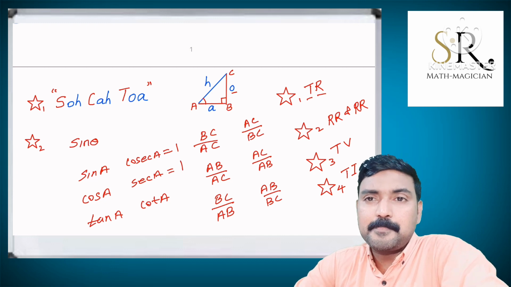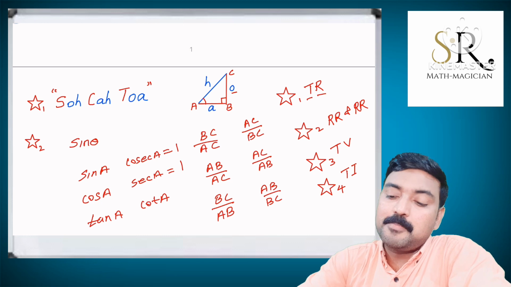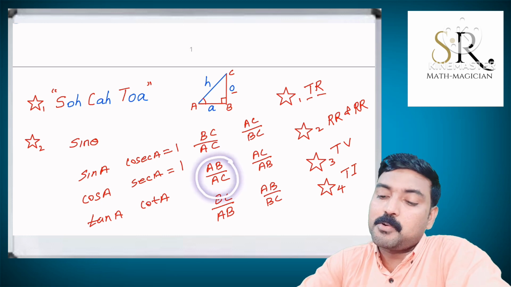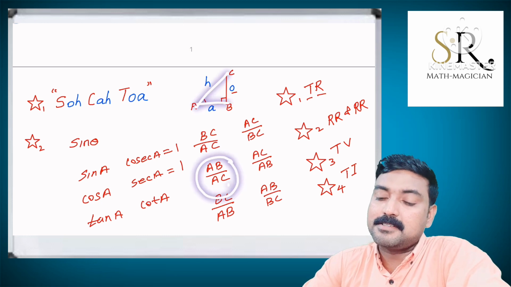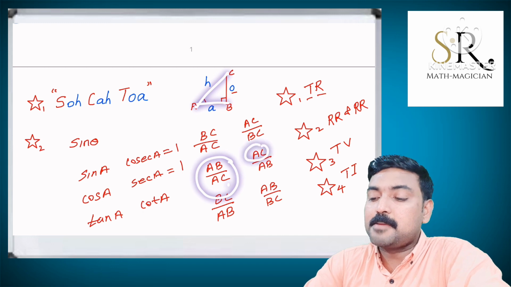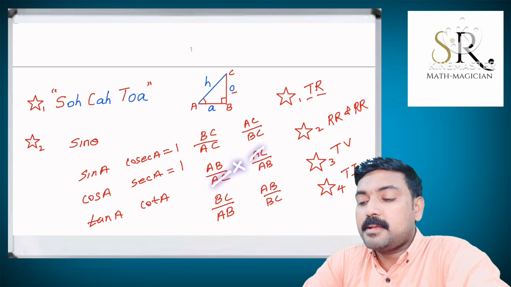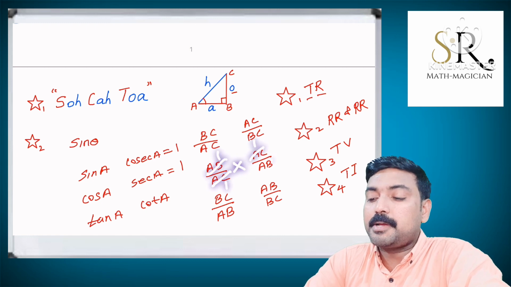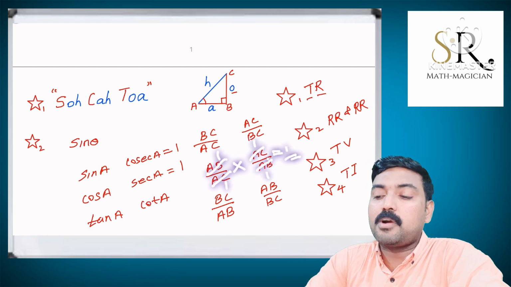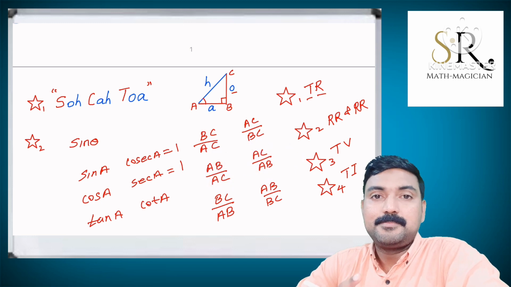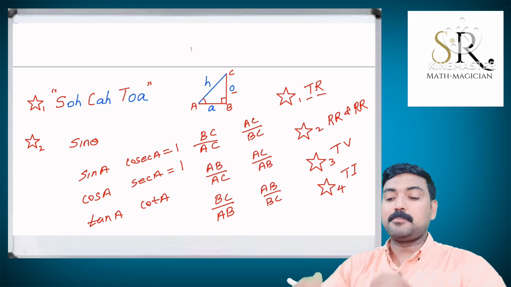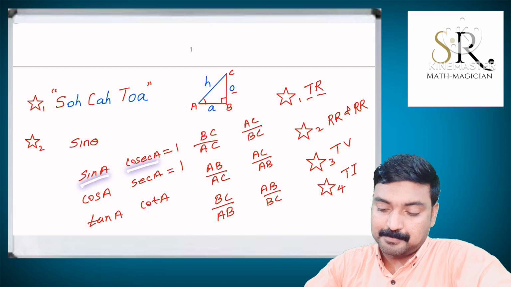Is it? Yes. Cos A means AB by AC. Sec means reciprocal, AC by AB. So if we multiply these two, what will happen? This AC and this AC, 1 time. AB 1 time, here also AB 1 time. So 1 into 1, 1.